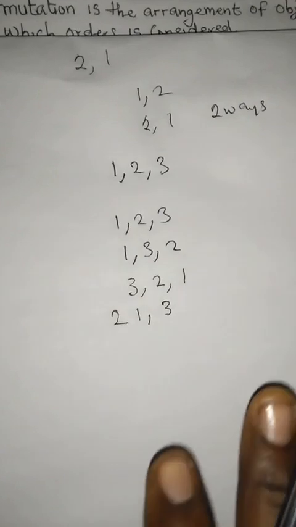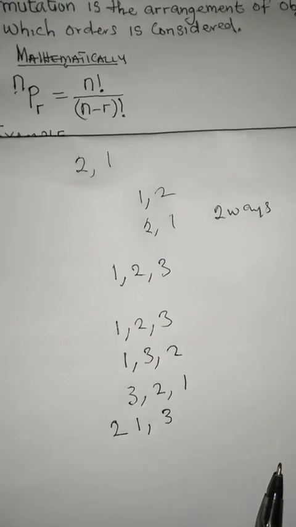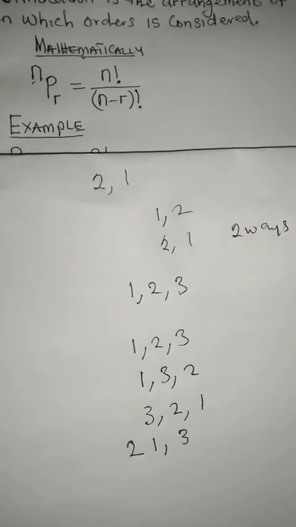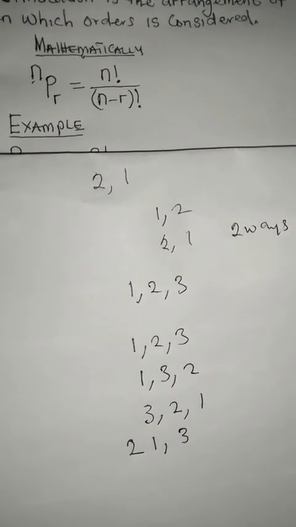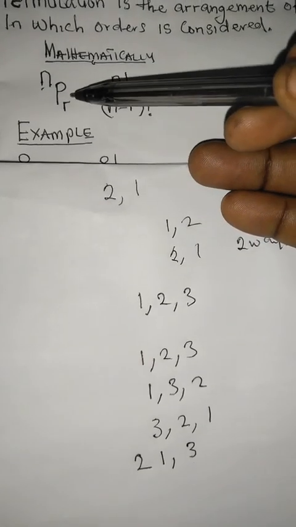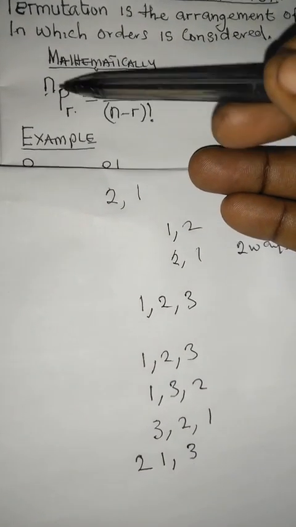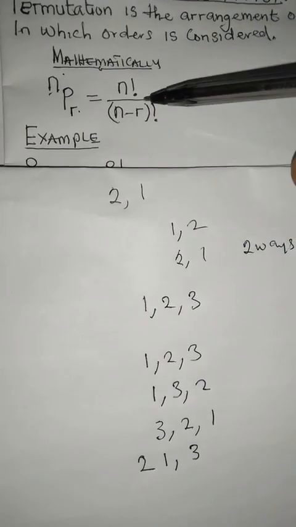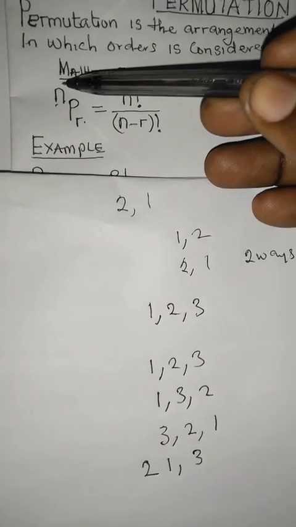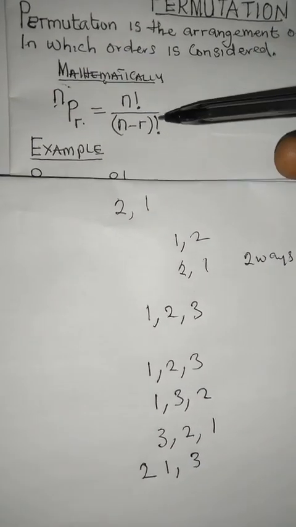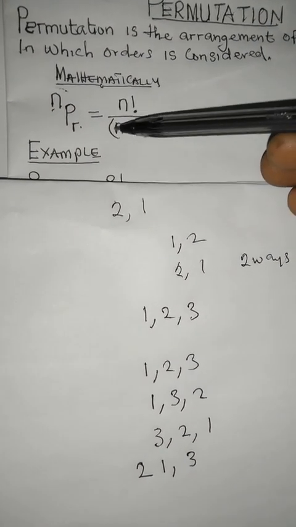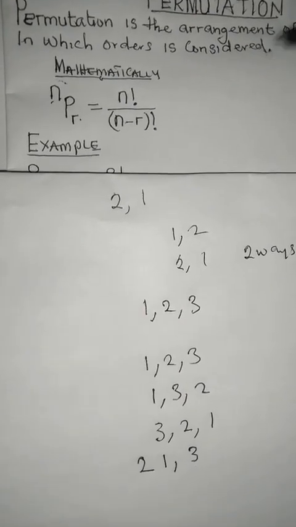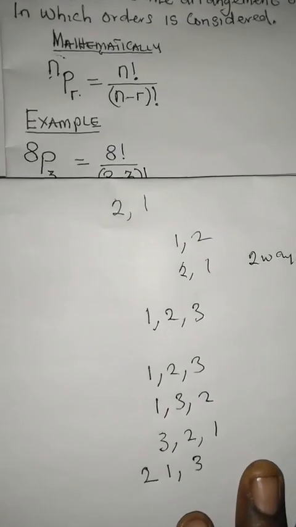Now, let's take a look at this. Mathematically, if I put my n permutation r, it simply means in how many ways can r objects be arranged from n objects. And the formula will be n factorial, the total number of the objects, factorial, divided by the total number of the objects minus the number of selected objects, factorial.